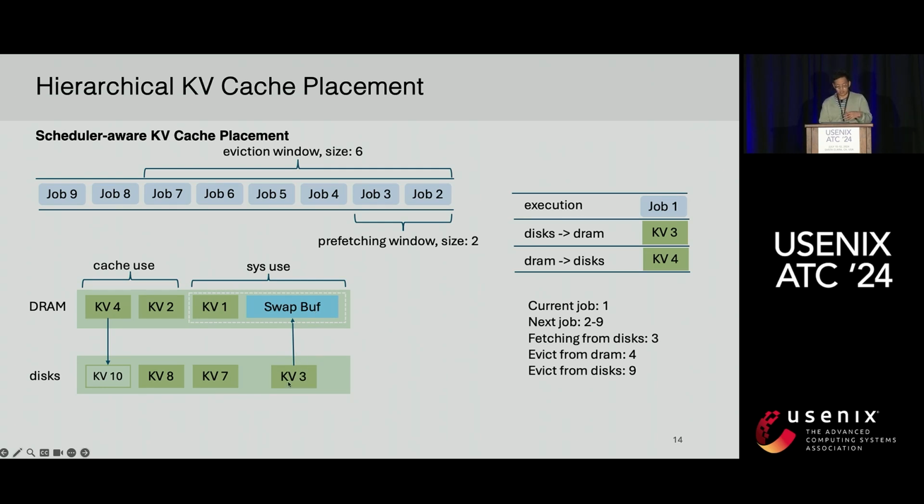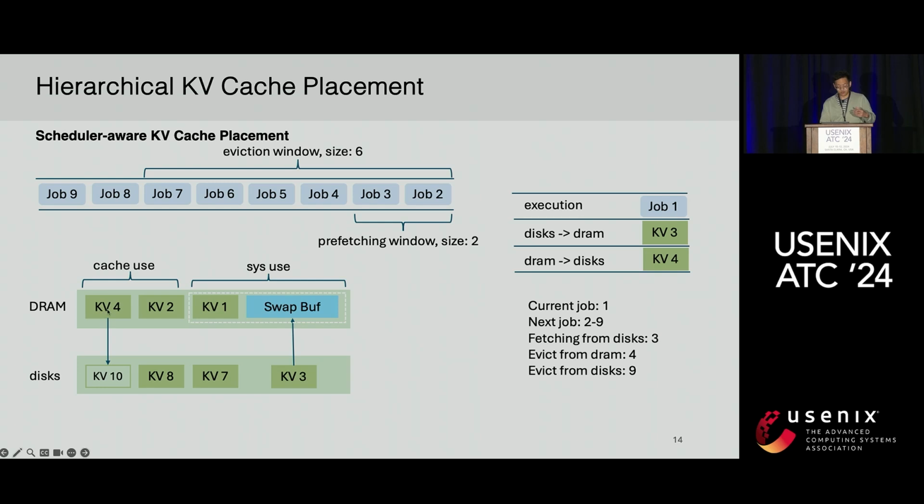First, the KV cache string can be swapped into the swap buffer, but we need to maintain such a swap buffer to make the algorithm work. So we need to swap the other KV cache from the DRAM to the disk.